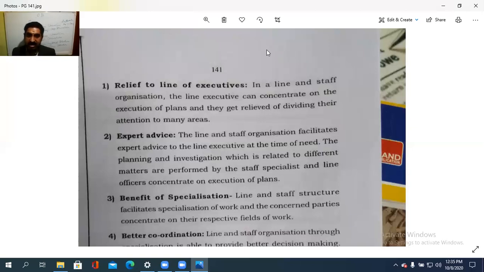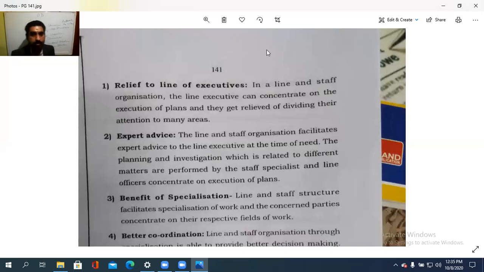So it facilitates the expert advice to the line executive at the time of need. ആവശ്യമുള്ളപ്പോൾ അവർക്ക് അഡ്വൈസ് ചോദിക്കാം. ആരോട്? സ്റ്റാഫ് മാനേജർ or the next level അതിനോട്. Then the planning and investigation which is related to different matters are performed by the staff specialist and the line officers can concentrate on execution of the plans. So that is expert advice to be given.